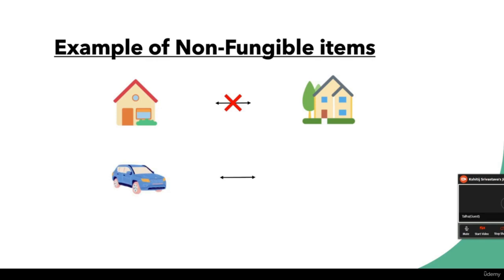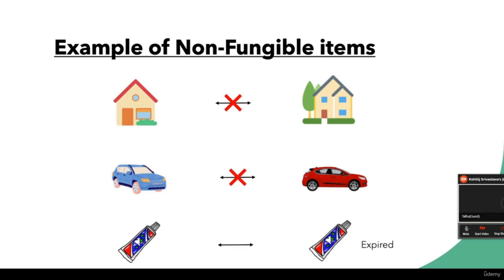Similarly, if we have cars of two different brands, then they also will not come under the category of fungible items. They will come under the category of non-fungible items. And let's say we have two toothpaste, and one of these toothpaste have expired. Now we cannot keep both these toothpaste on the same value. Obviously the toothpaste with the expiry date will have no value. So we cannot exchange these two items. So these two toothpaste with different expiry date will also come under the category of non-fungible items.